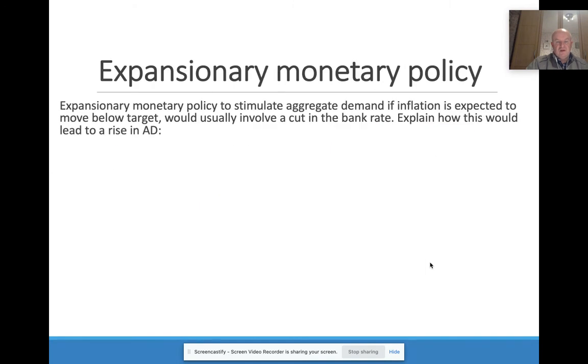We're attempting to contract the economy because we're concerned about the level of inflation. If we then look at expansionary monetary policy, that's essentially the opposite, where we're trying to stimulate aggregate demand if we believe that inflation is expected to move below the target. That would usually involve a cut in the bank rate.